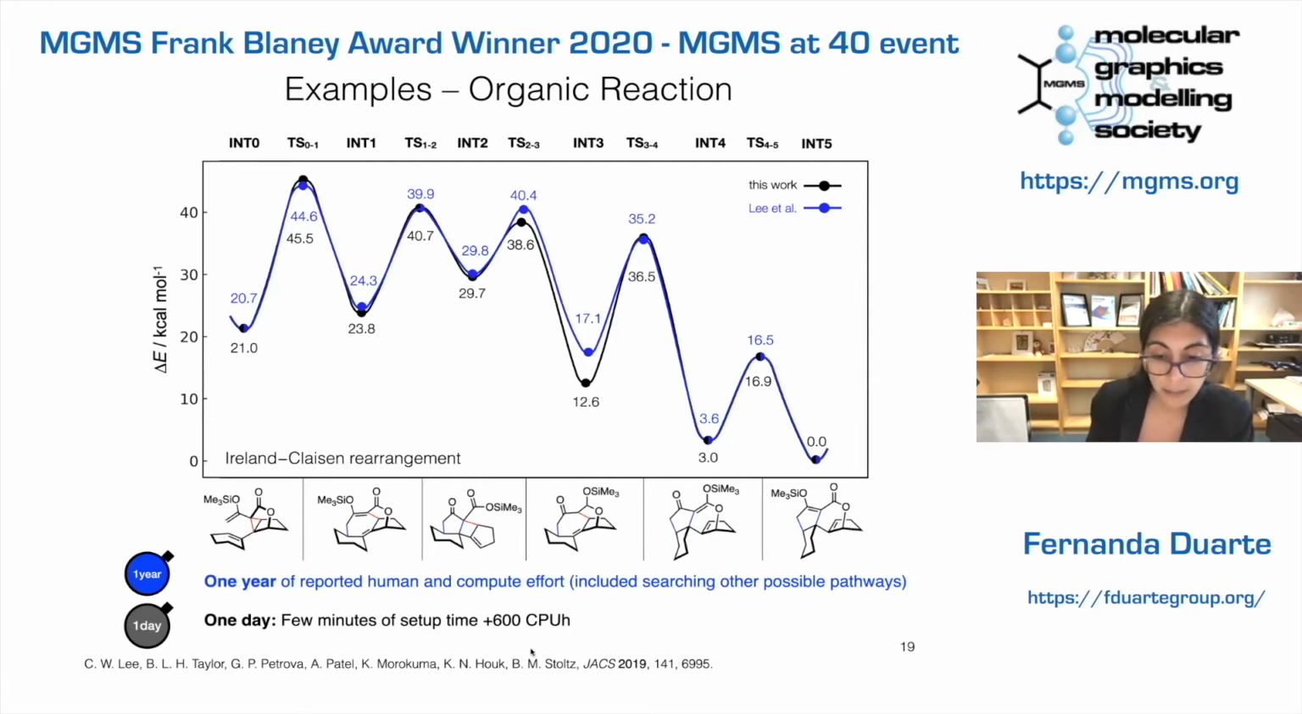This is just an example from the Morokuma and Houk group, where they were doing both automation and manual work in this case, and it took them a year to complete this work. It's very important that most of the time was spent in actually searching for potential pathways, which is again the chemical knowledge that is still needed, but we're able to do it in about a day once you have the possible pathways there.